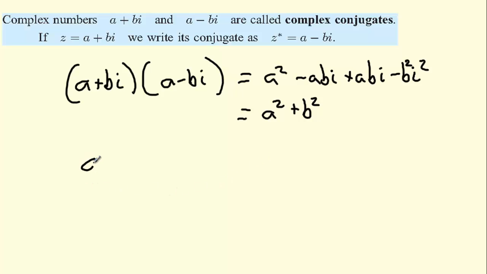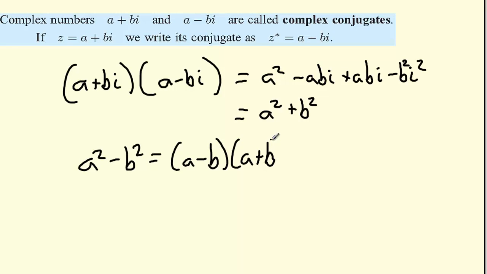It's similar to factoring a squared minus b squared, where we would get a minus b times a plus b.